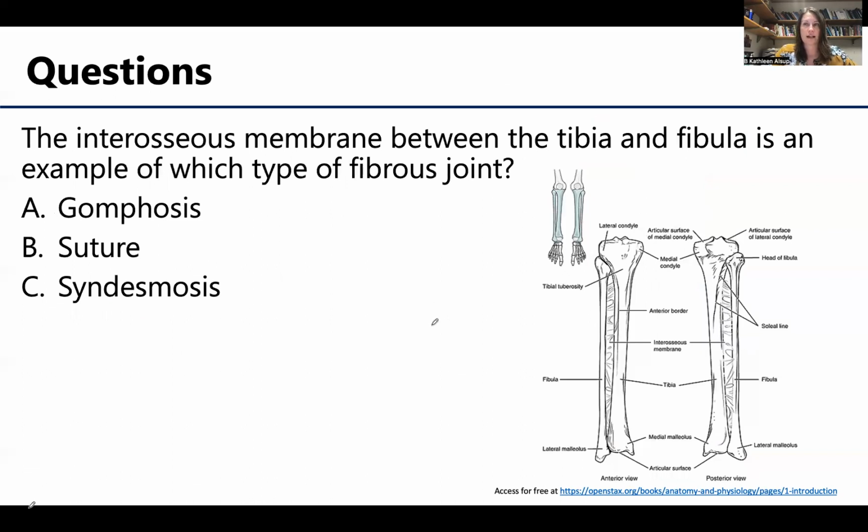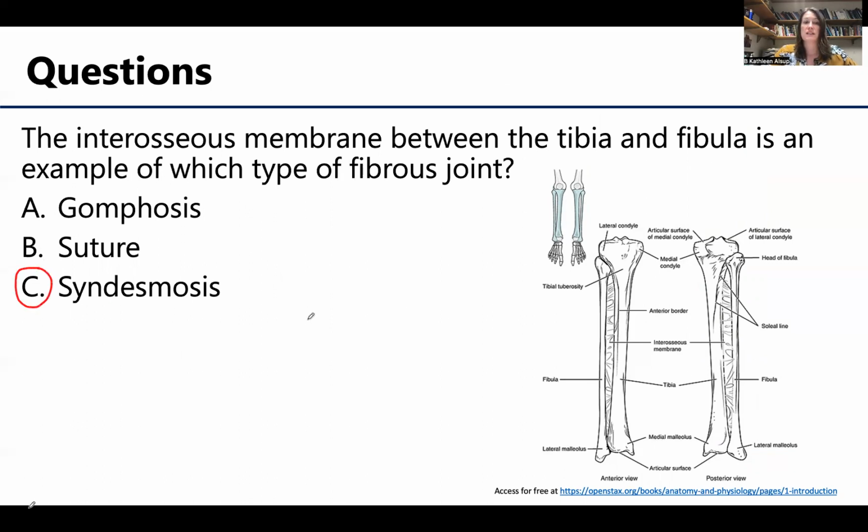All right, excellent. So I kind of teed you up on this one. That interosseous membrane between the tibia and the fibula, so that's in the leg, is an example of which type of fibrous joint? Is it a gomphosis? Is it a suture? Is it a syndesmosis? Pause the video if you need to, but I think you probably are on the same page with me as C is the correct answer.